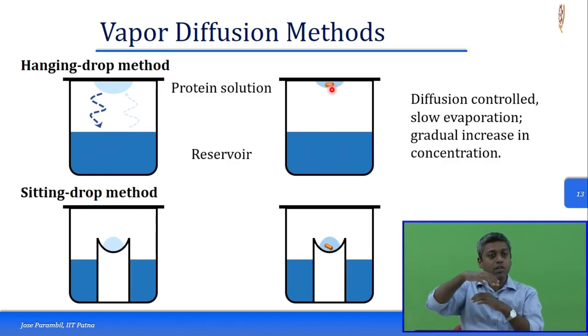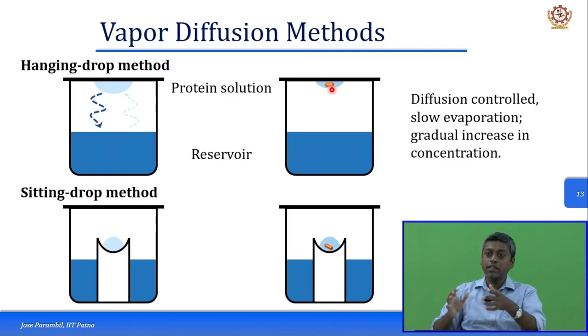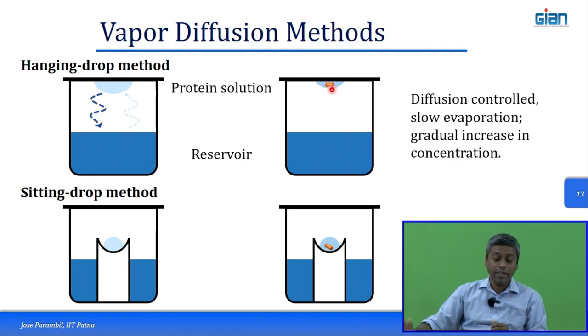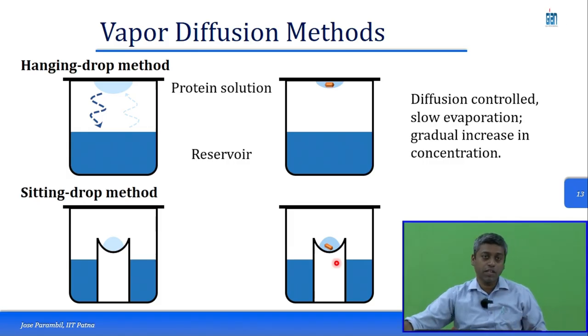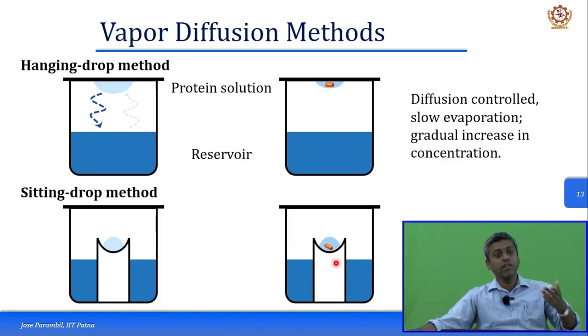So it is more or less a uniform surrounding system in which to grow, and the growth would be much more uniform in a hanging drop method. Whereas in the sitting drop method, the bottom surface might interact with the crystal, which changes the shape and morphology and so on. So it sometimes becomes a difficult task to retrieve the crystal from the sitting drop method.